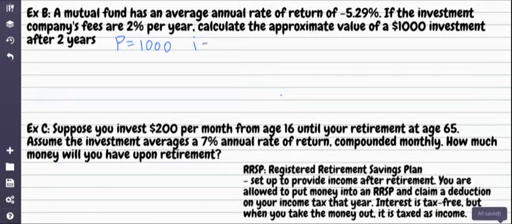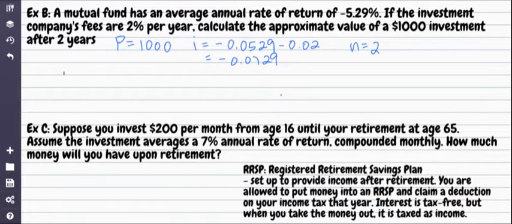My I is negative 0.0529, and I'm subtracting off my 2% as well. So that gives me negative 0.0729. And we're only going to go for 2 years instead of 3 years this time. So again, I'm using my A equals P times 1 plus I to the N, and I'm going to fill it in with the numbers.